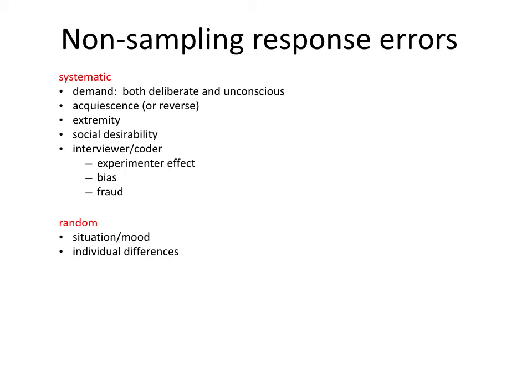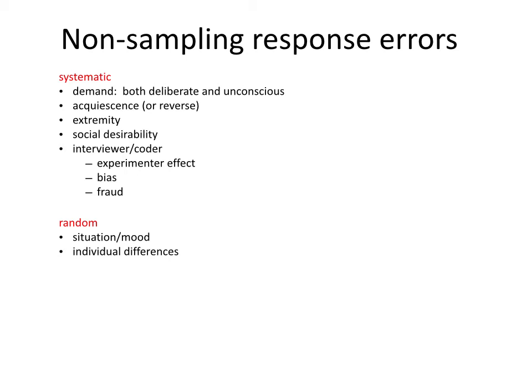Extremity bias is a tendency to use the very low and the very high values on a scale. So if a person is slightly above neutral, he may respond with a 7 on a 7-point scale or a 6 on a 7-point scale. And if a person is slightly below neutral, he might respond with a 1 or a 2. So it's just using the outsides of the scales.